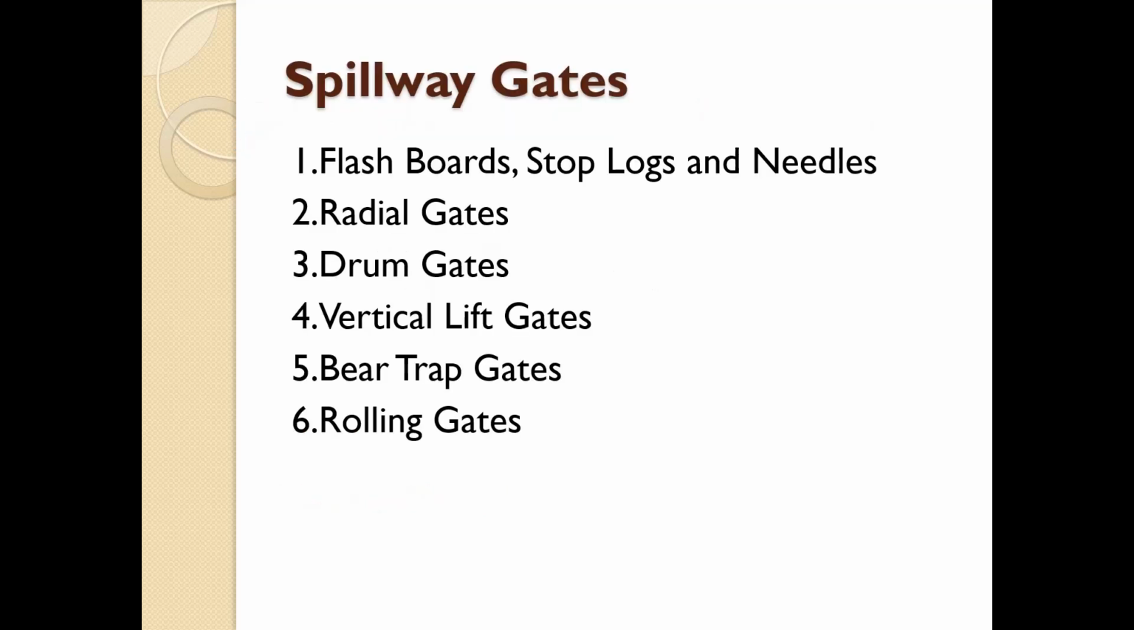So, spillway gates. The first type of spillway gates are the flashboards, stop logs, or needles. Second is the radial gates. Third is the drum gates. Fourth is the vertical lift gates. Fifth is the bear trap gates, and sixth is the rolling gates. So we'll see these gates one by one.